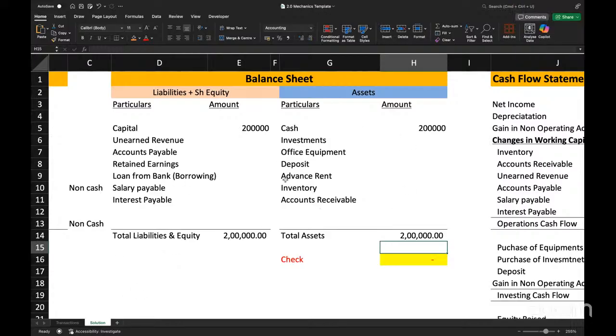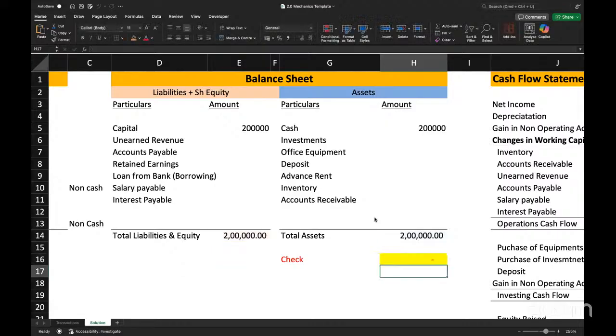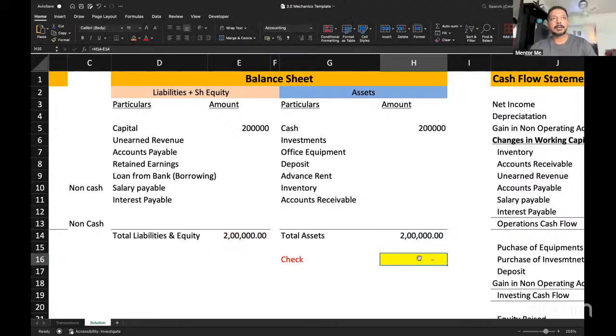Okay, you have already put a check function there. Yeah, I put a check function below that so that we can keep on checking. Just ensure that it is zero all the time. Yes, this should always be blank or zero.